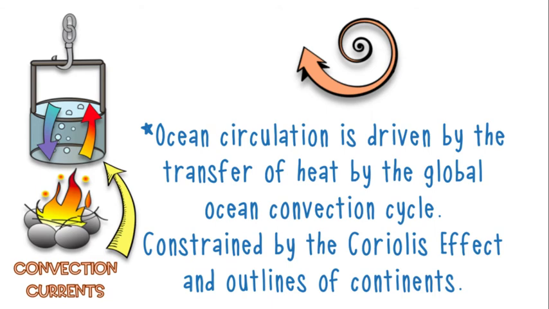Ocean circulation is driven by the transfer of heat by the global ocean convection cycle. Convection currents is the constant rising of hot, less dense air or water and the sinking of cold, dense air or water. Ocean currents are constrained by the Coriolis effect and outlines of continents. Currents must move in a clockwise or counterclockwise path due to the Coriolis effect within the outlines of the continents.